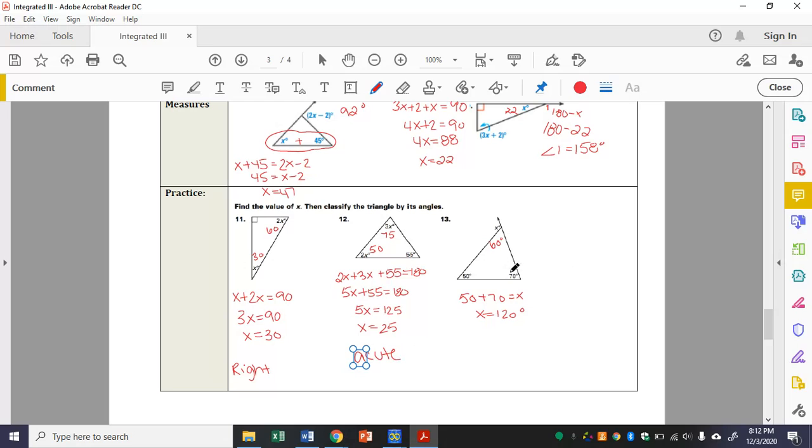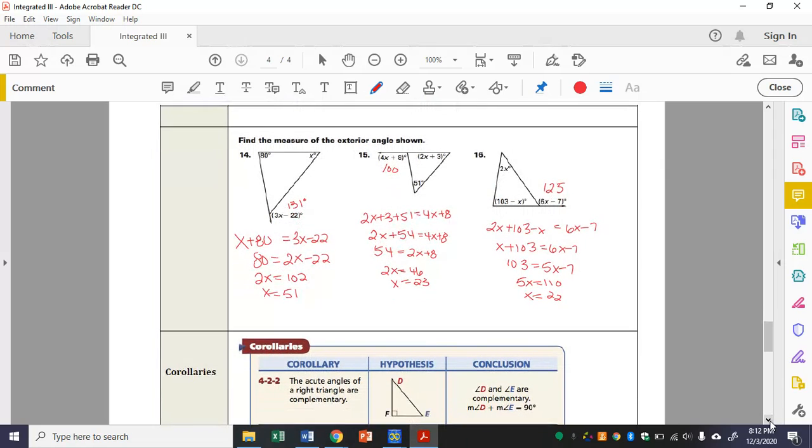Over here, we use the exterior angle theorem, which we said was these 2 angles added together will give me this exterior angle. So we say 50 plus 70 equals x, which means x is 120 degrees. So this outside angle over here is 120. We still want to classify our triangle, so I found this missing interior angle by doing 180 minus 120 to get the 60 degrees. So because all of these angles are also less than 90 degrees, again, we have an acute triangle.